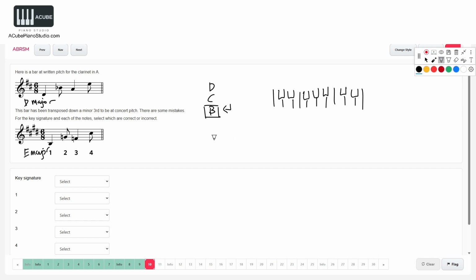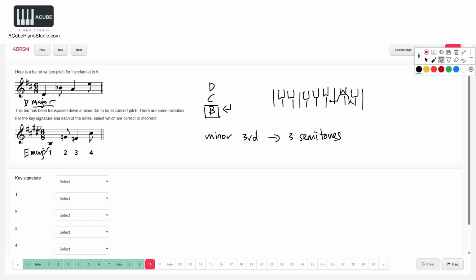Remember, if you have a minor third, it is 3 semitones apart. So now I try D, then I'm going to go down 3 semitones. So 1 semitone, 2 semitone, 3 semitone. So from D, it should go to B. And if it's major, it remains as major.